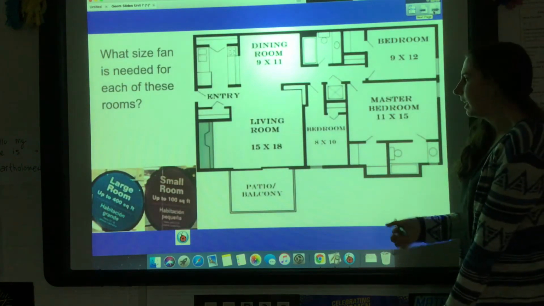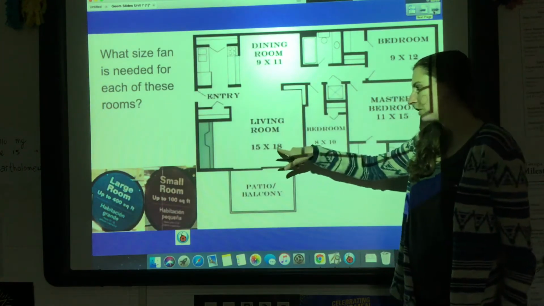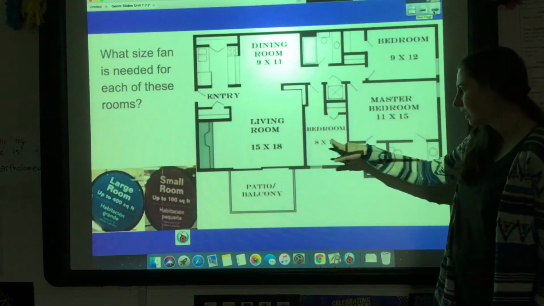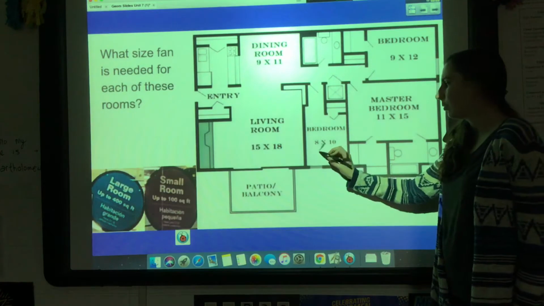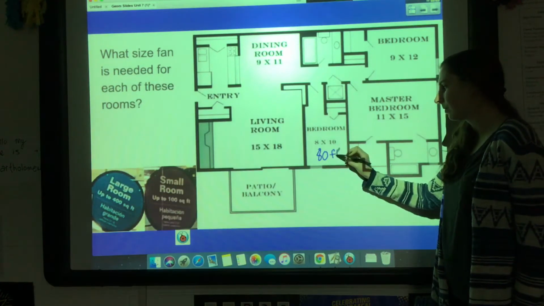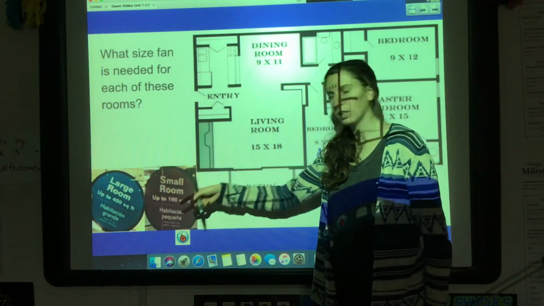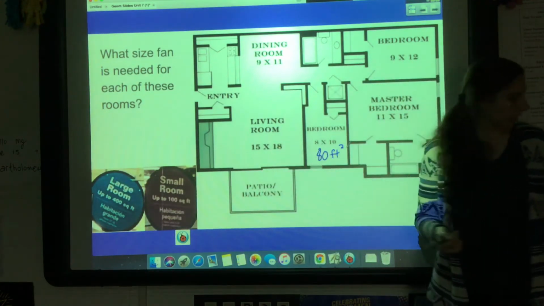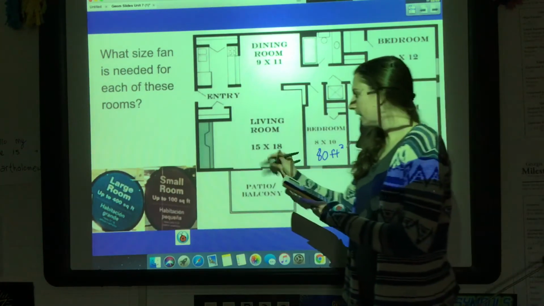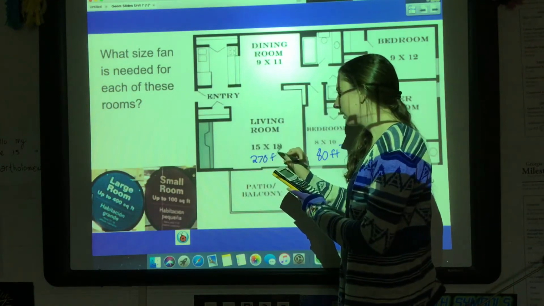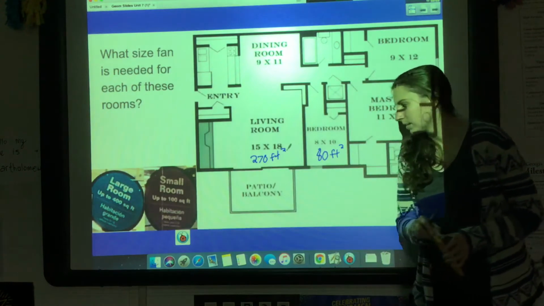So for example, in this particular house plan, we've got a living room that's 15 feet by 18 feet, a bedroom that's 8 by 10. So if I wanted to buy a ceiling fan for these rooms, 8 times 10 would be 80 square feet, which in that case, we would use one of the small room fans because it's up to 100 square feet. Whereas for the living room, if we do 15 times 18, that is 270 square feet, which would be one of the large room fans because that's up to 400 square feet.